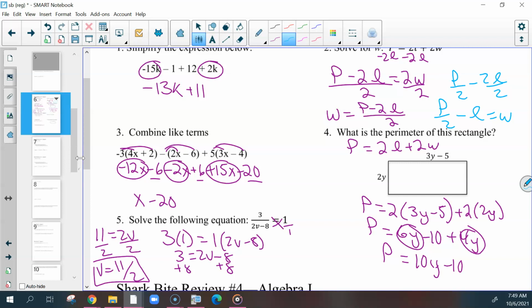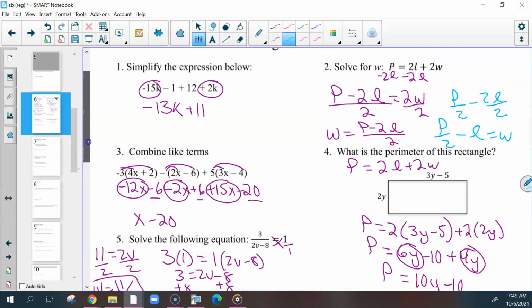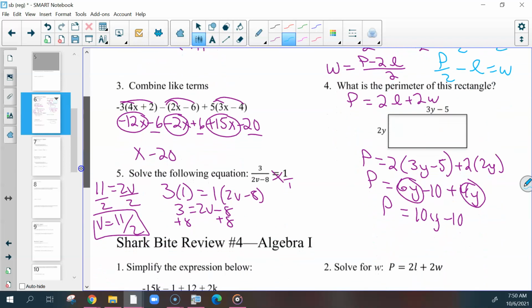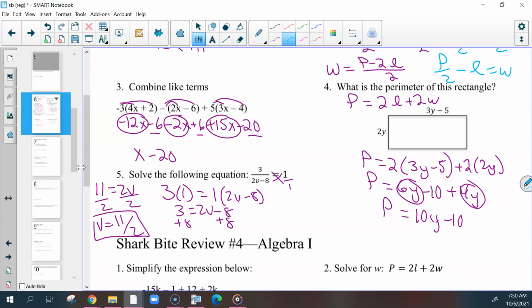Number 4, it asked you to find the perimeter of this rectangle, and it gave you a length. The formula that was given to you in number 2 was actually the formula for perimeter. 2 times length plus 2 times width. So multiply both sides by 2, or you can add up each side. And you should have gotten 10y minus 10.